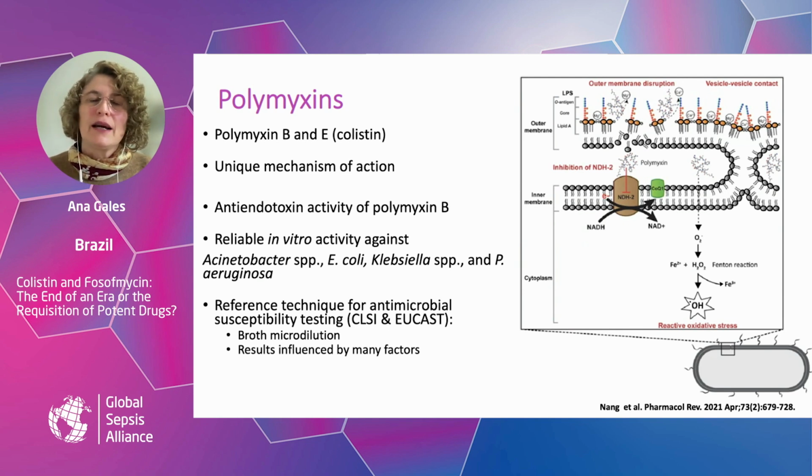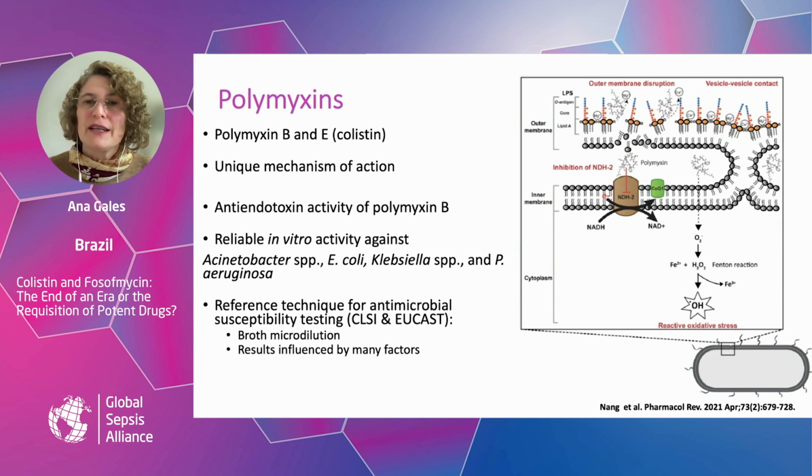Polymyxin B and colistin are very similar to each other. They have a very similar chemical structure and a very similar spectrum of activity. What really differs is the pharmacokinetics. The drugs are really different in that respect, but otherwise the other parameters, even the mechanisms of resistance, are very similar.